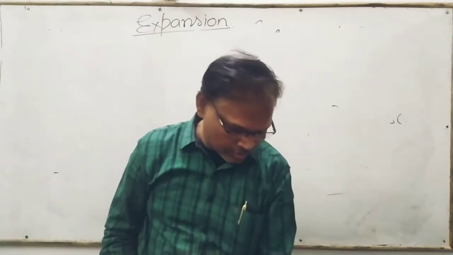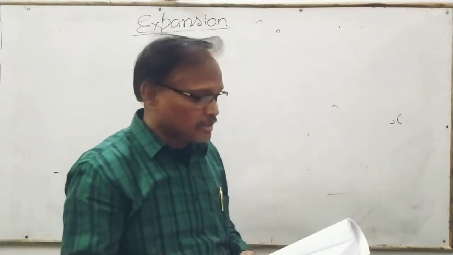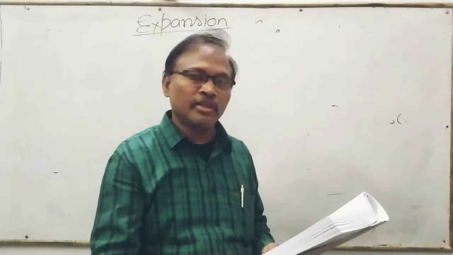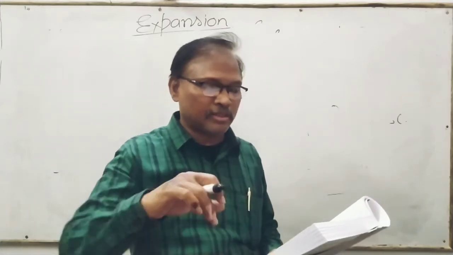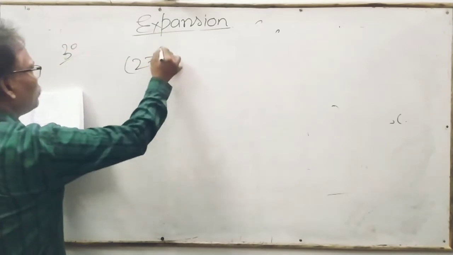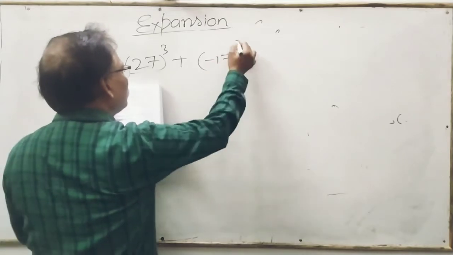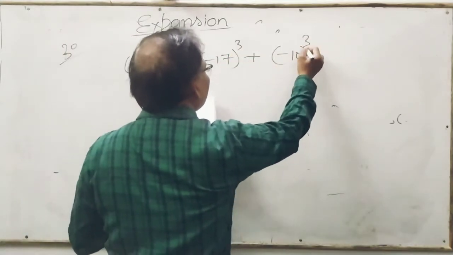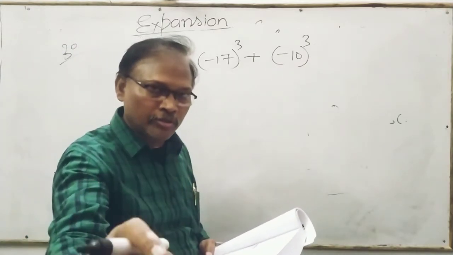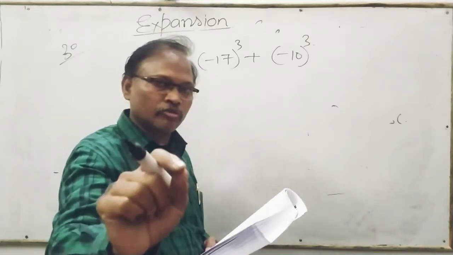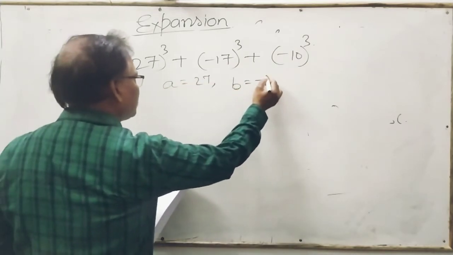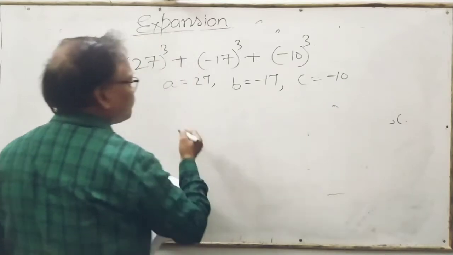Now the last one, a question is there. The same type of question number 23 is also there, in which you can see 27 whole cube plus minus 17 whole cube plus minus 10 whole cube. And I told you just now, if a plus b plus c is equal to 0, then a cube plus b cube plus c cube is equal to 3abc. If you let a is equal to 27, b is equal to minus 17 and c is equal to minus 10, then what will you have?